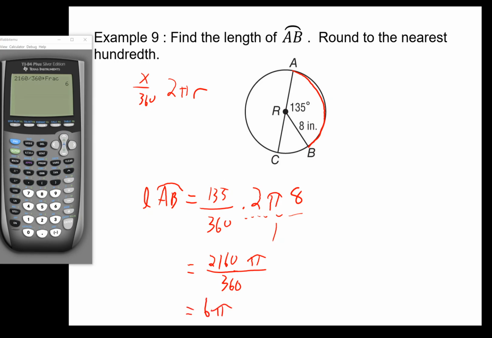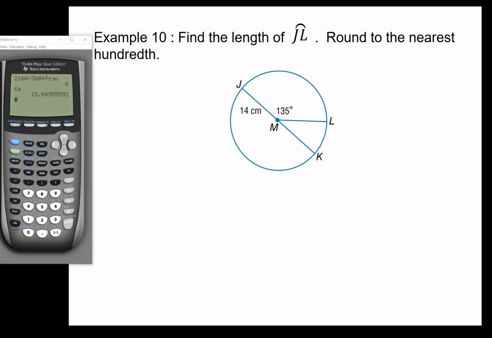Now, here's where directions come in important. 6 pi inches. If I asked you for exact, the answer would be 6 pi inches. However, it says round to the nearest hundredth. So I can go ahead and go to my calculator and type in 6 pi. Remember, we're using the pi button, we're not using 3.14. And so that is 18.85 inches, the length of my arc. So just keep track of your directions. If it says to round to the nearest hundredth, then you're going to round. Exact means, well, exactly that, exact.